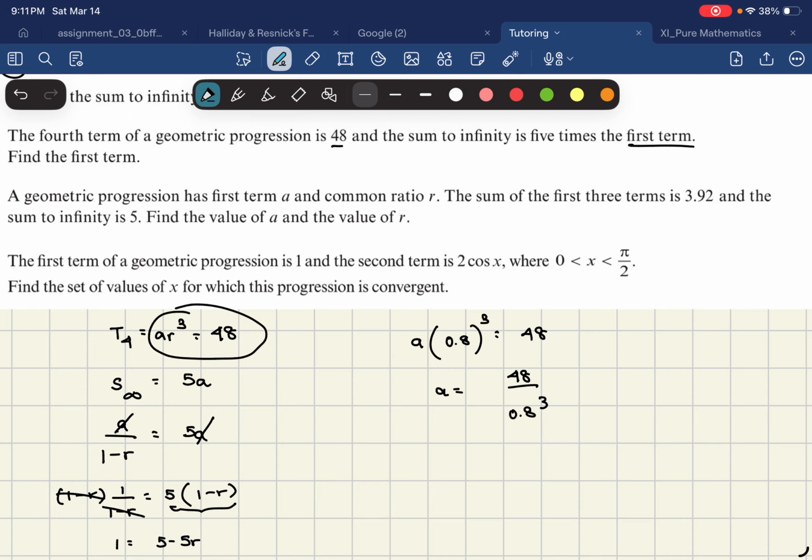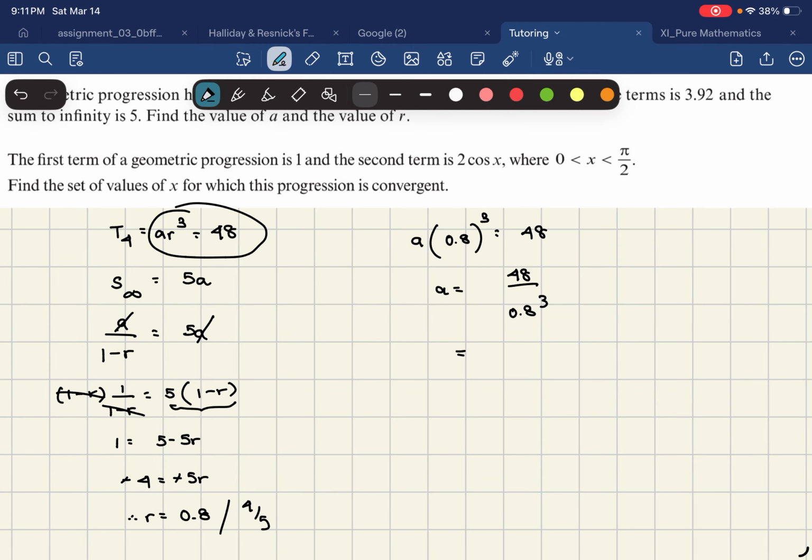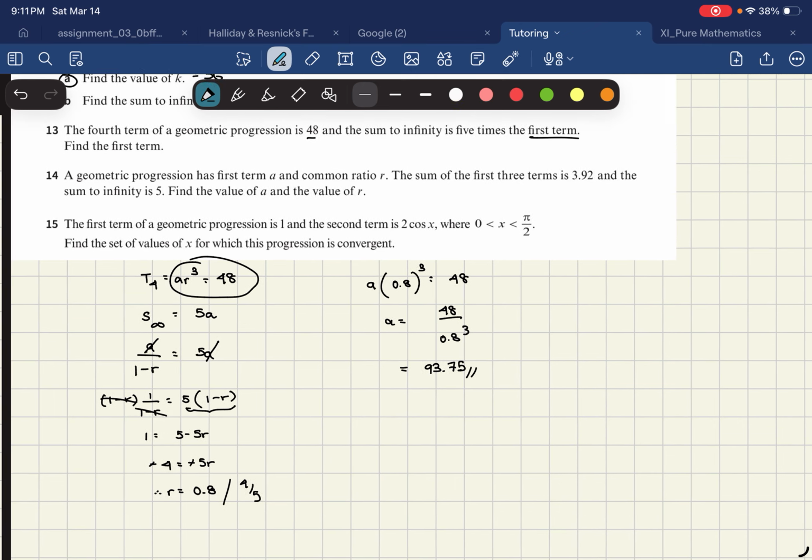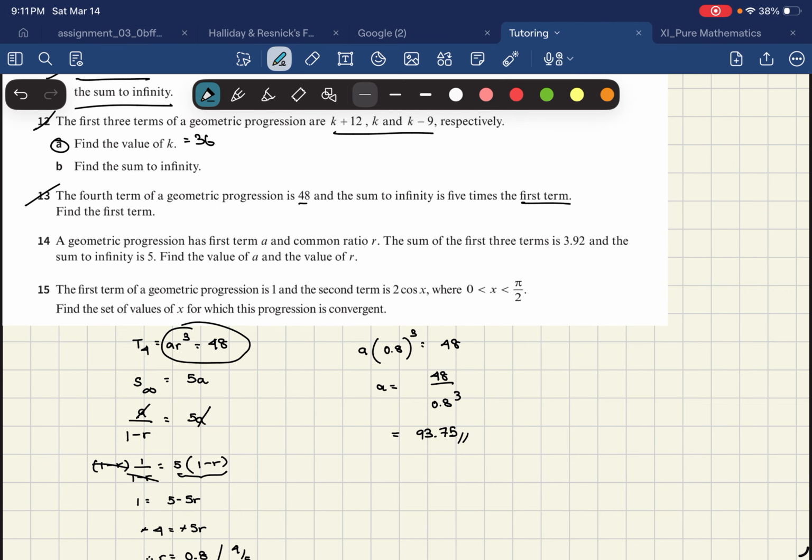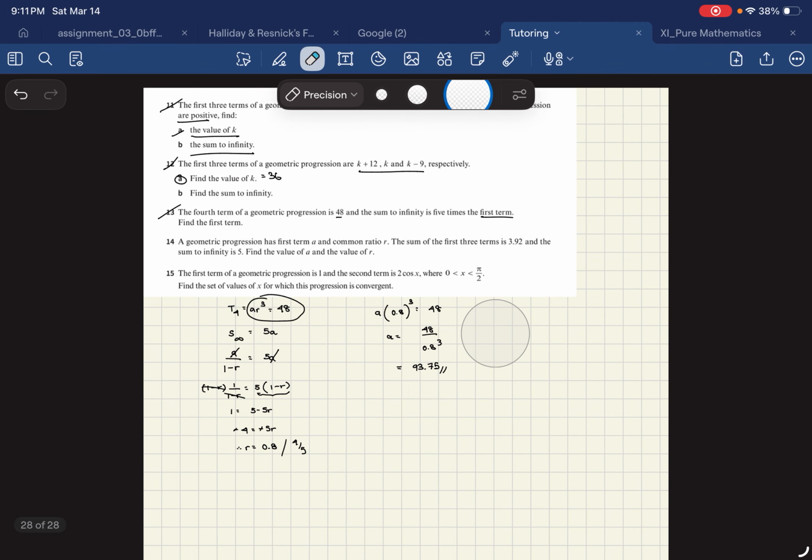I'm so sorry, let me do that again. 48 divided by 0.8 cubed gives me 93.75. So that is 93.75. So that is going to be your answer for 13. All right.